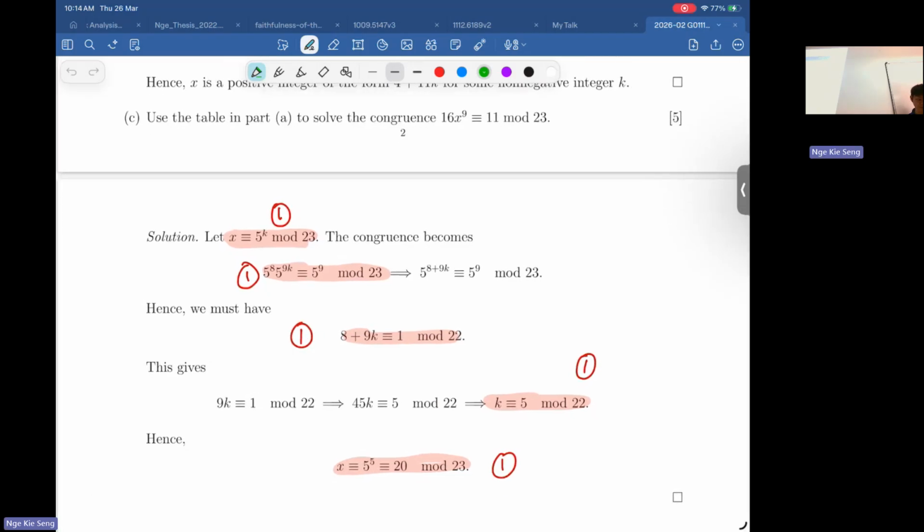So solve 16 times 3 to the 9 congruent to 11 mod 23. So again, you turn everything to base 5 and then you solve the power linearly. I should have suggested throwing this question. Next time I will throw it, because it's a very similar thing.